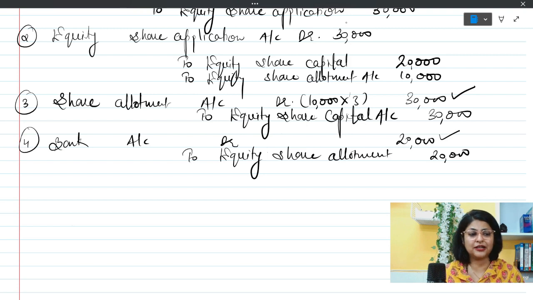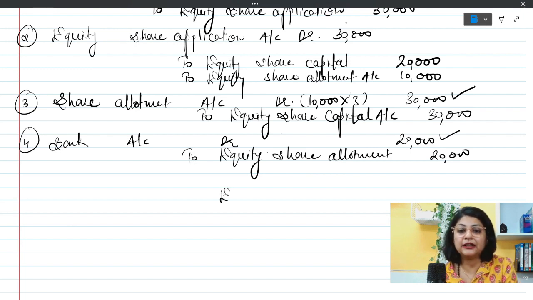Ma'am, you had told us in the beginning that all the accounts are temporary accounts. These accounts are opened and closed. Only the share capital, security premium and bank account are open till the end. Yes, what I had told you earlier, I'm still sticking to those lines only. Let's see how this account is getting closed.